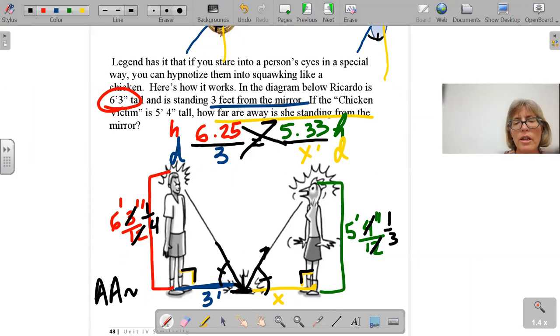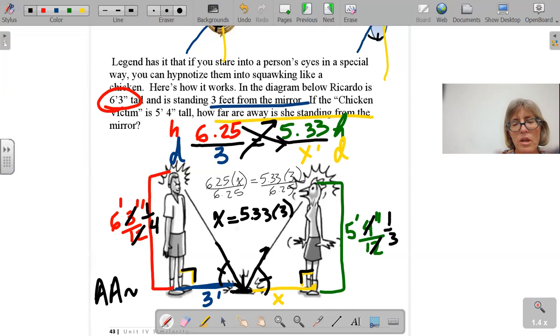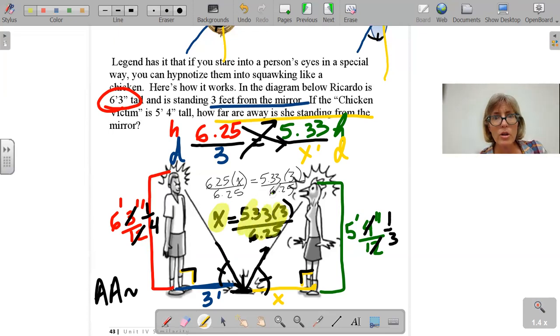Do not touch a calculator until your X is by itself. So we have 6.25x equals 5.33 times 3. Of course, we're going to divide by 6.25. And x is now by itself: 5.33 times 3 divided by 6.25. Now that your x is by itself, now you may grab a calculator.